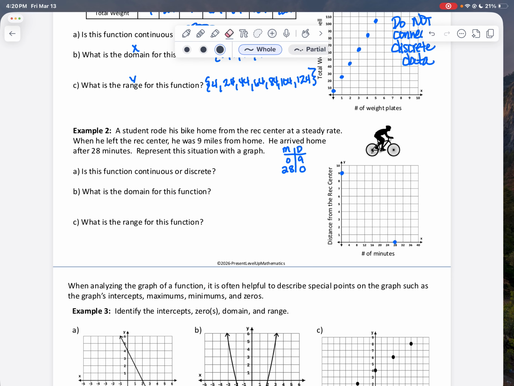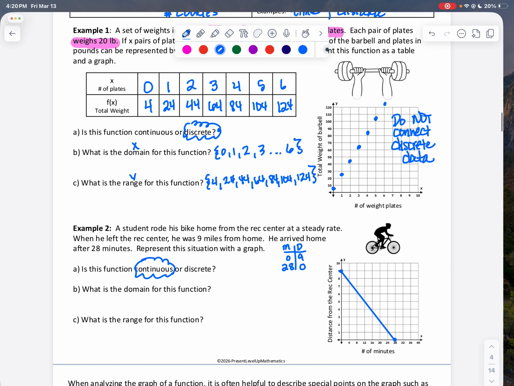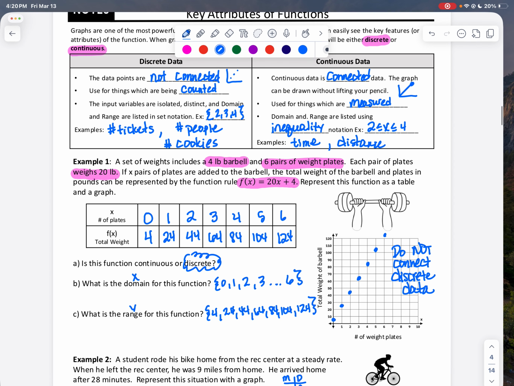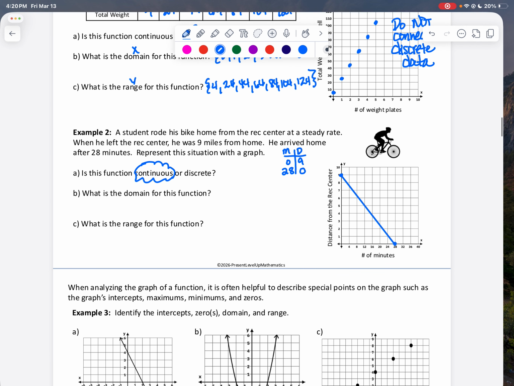Like I could say that he was riding his bike for 1.25 minutes. That means this data is continuous data. Time is continuous. So we will circle continuous right here. Now, when we write domain and range for continuous data, we must use inequality, compound inequality. So remember, our domain is the set of all x's, and our range is the set of all y's.